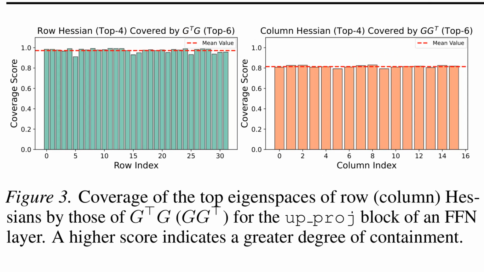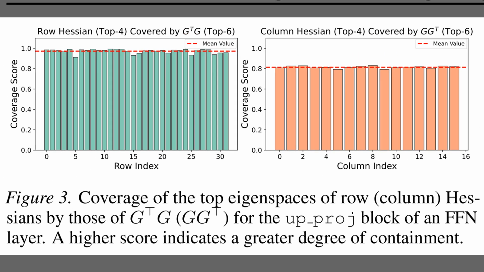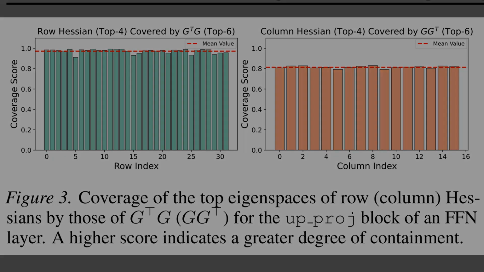Well, Algorithm 1 relies on identifying sharp directions, but calculating the full Hessian to find them is too expensive. Figure 3 validates a crucial shortcut. The charts compared the true Hessian's top eigenspaces against those estimated from gradient statistics. On the left, the green bars show that for row Hessians, the overlap is nearly perfect. The orange bars on the right show similarly strong alignment for columns. This confirms that the optimizer can reliably estimate the landscape geometry using just the gradients it already computes.